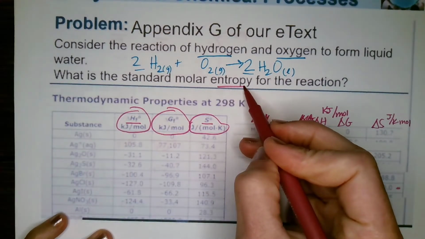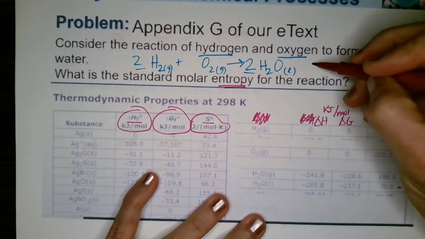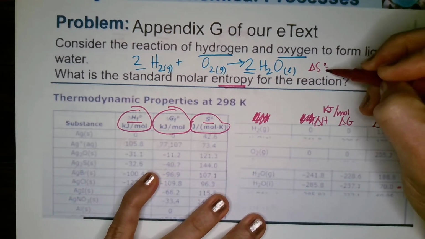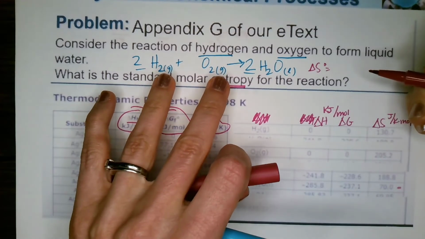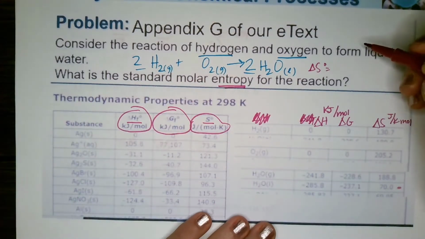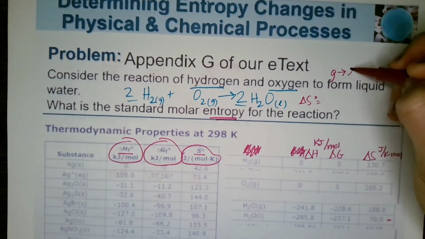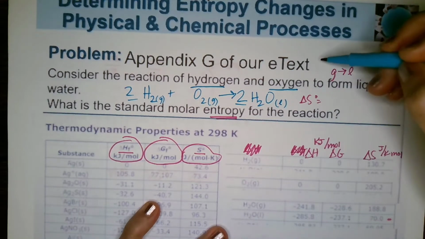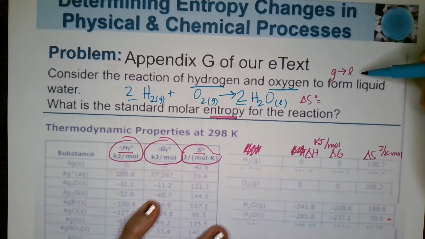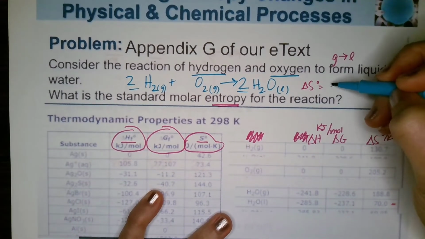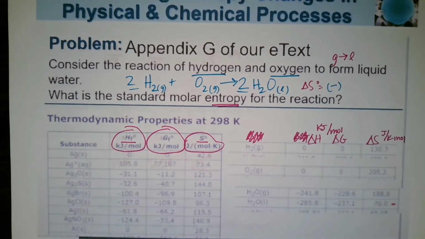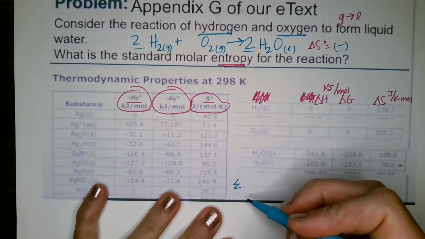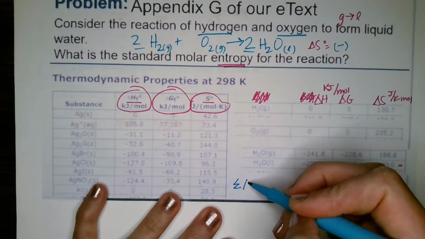Now, we need to figure out the standard molar entropy for this reaction. So we want to find our delta S. Now let's make a prediction. We're going from gas to liquid. So gas to liquid, is that becoming more organized or more dispersed? Well, we're going from gas, which is very dispersed, to more organized. So I'm going to make a prediction that our delta S is going to be negative.